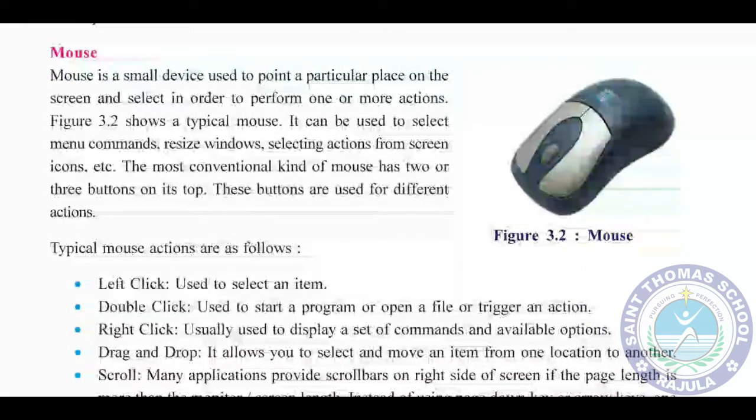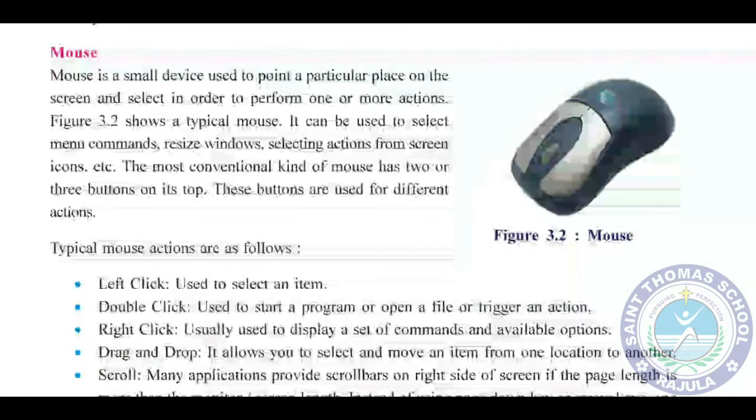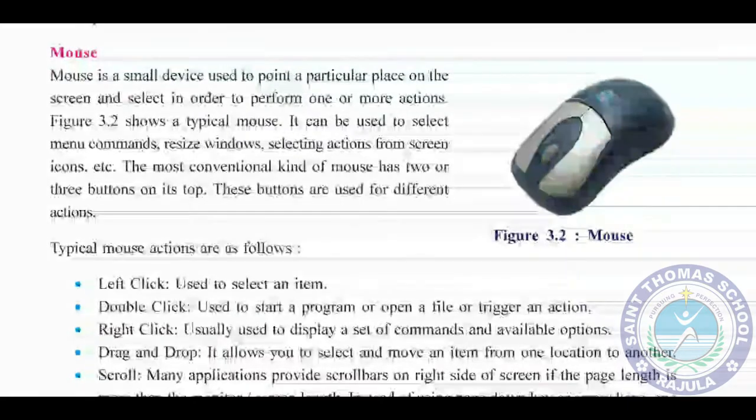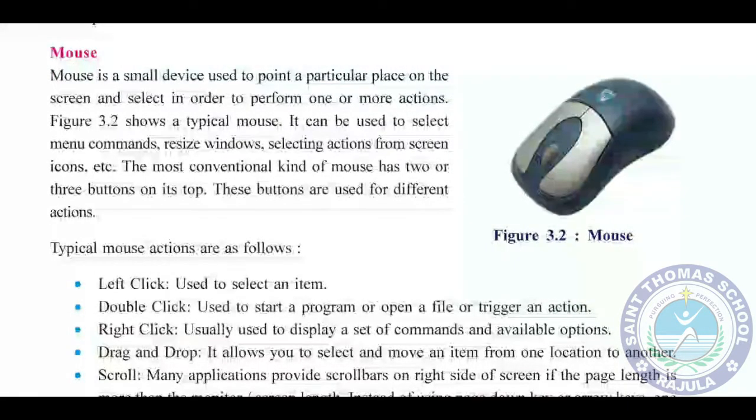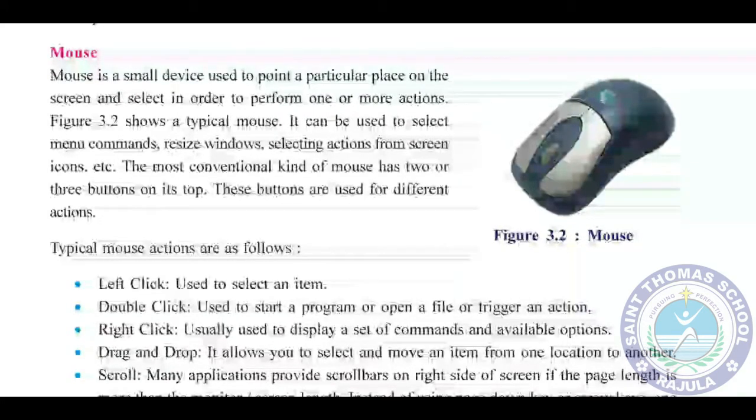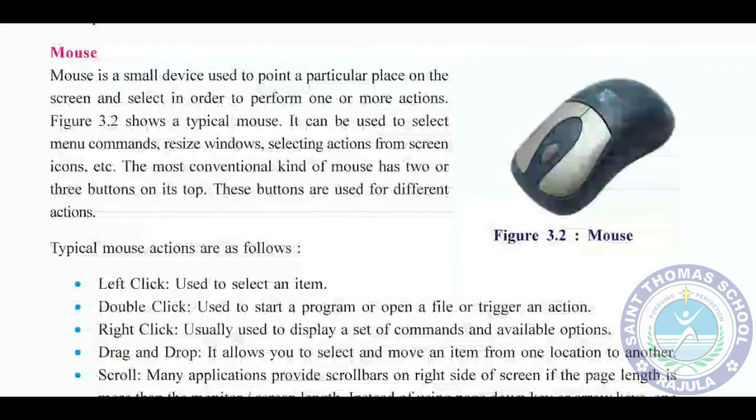The next operation is the double click. It is used to start a program, open a file, or trigger an action, which I already explained with the example. Then right click. Suppose you want to personalize something or change the themes and other things on your computer, then when you press the right click, it opens the context menu.